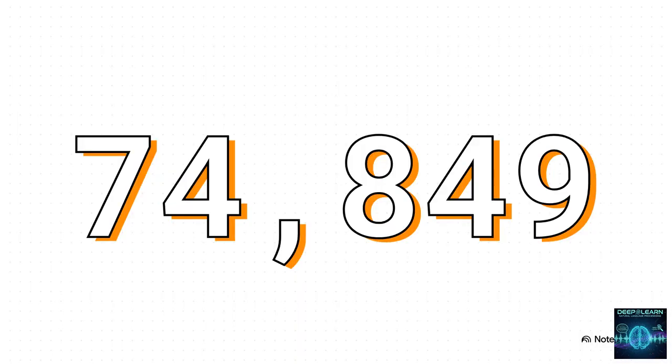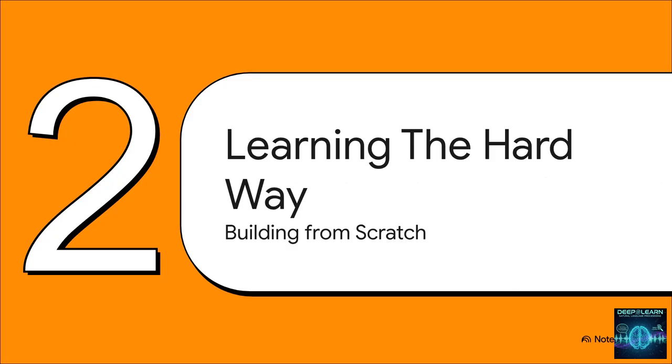So just how big is that master list of words? For the movie review dataset we're working with, it's almost 75,000 unique words. That means every single review gets turned into a list of 74,849 numbers. That's the kind of scale we're dealing with here. Okay, we've got our numbers. Now for the fun part, the learning.